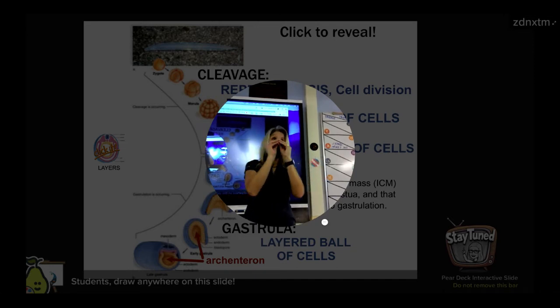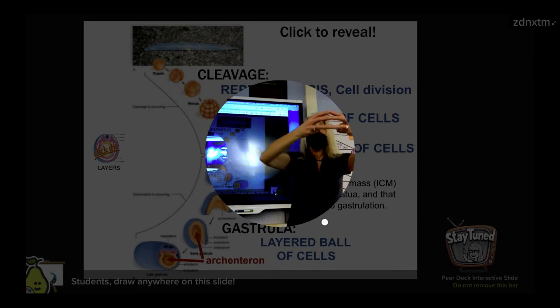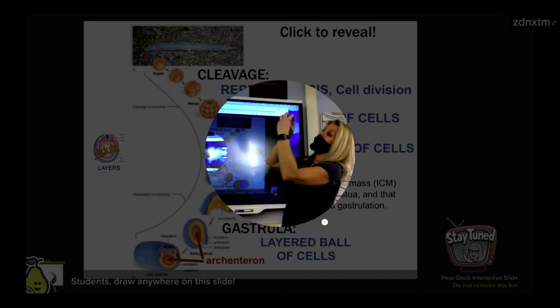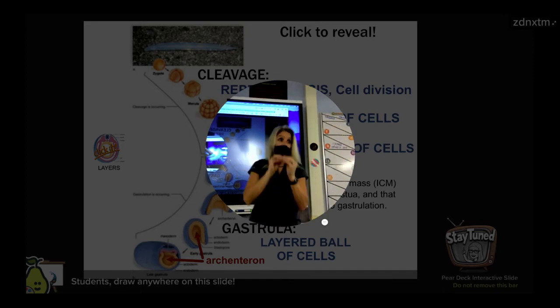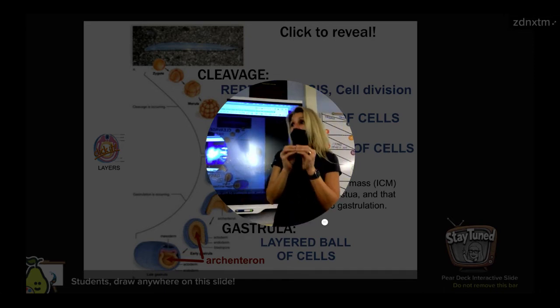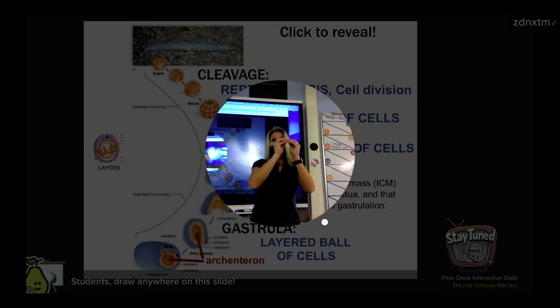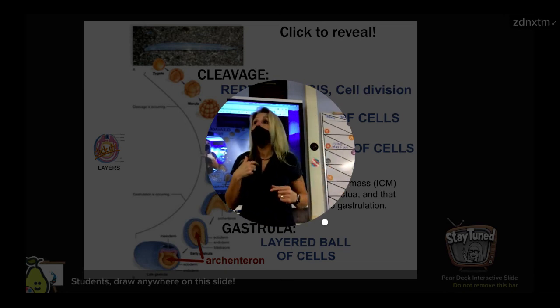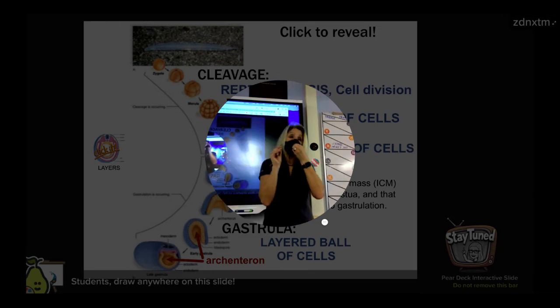Then we let out the gas to form a gastrula. A gastrula is a layered ball of cells. We'll talk about those layers in just a minute. And then the blastocele went bye-bye, right? And you have a new cavity inside. What's the new cavity called? Archenteron. And what's the opening to that? It's called the blastopore, which becomes our anus. And then the last stage is the neurula. And this is when you have that infolding.